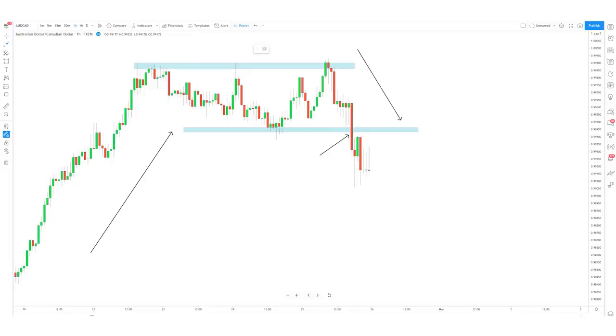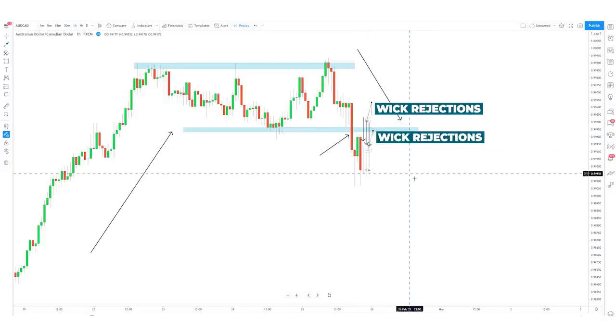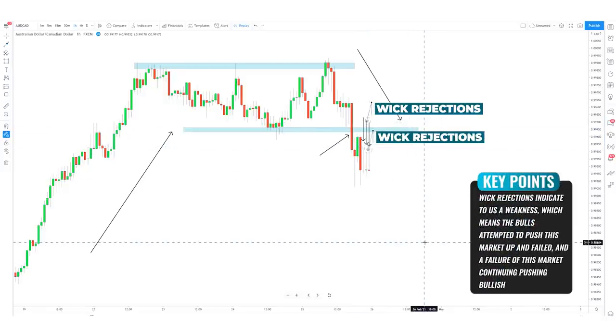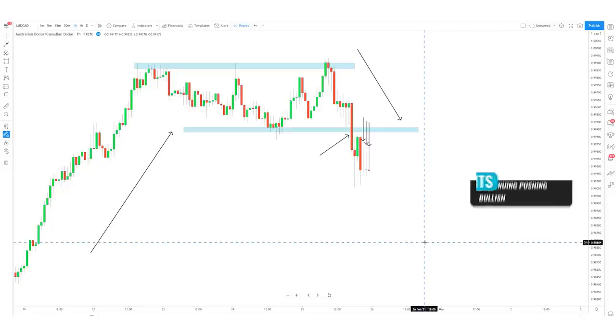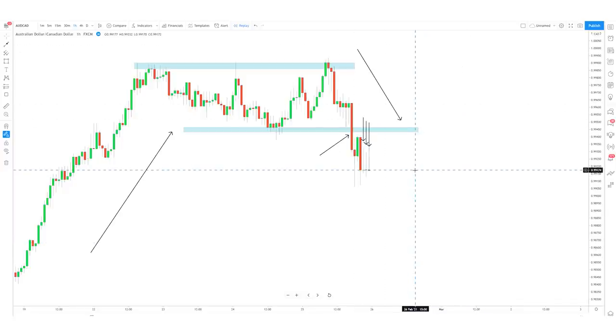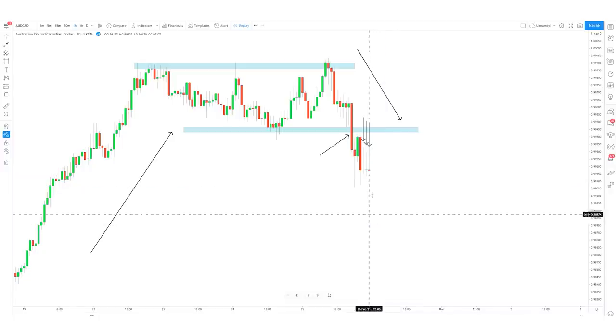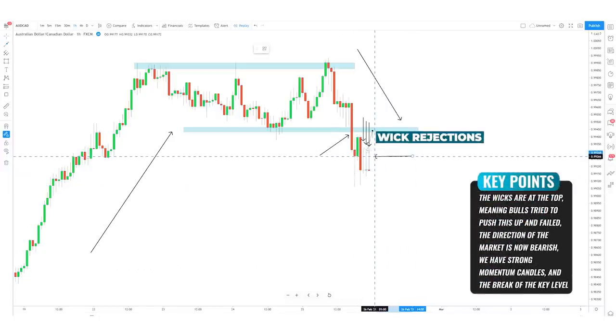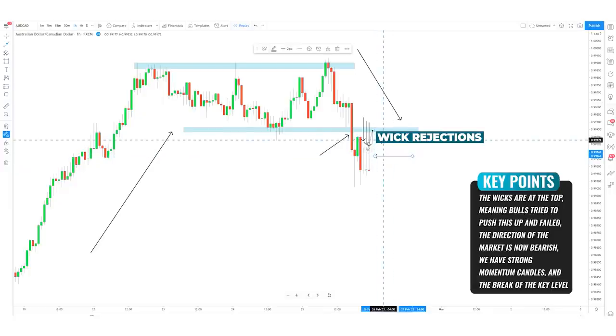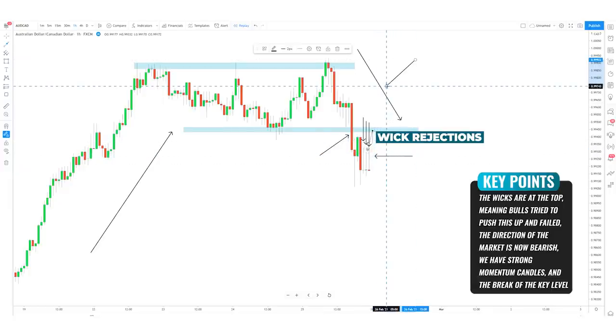If we bring our wick rejection candles into play here, what we can see is lots of wicks indicating the most important thing that we're looking for here: a weakness, which means the bulls attempted to push this market up and failed, and a failure of this market continuing pushing bullish. The wick rejections indicate a weakness and a sentiment that is directing more bearish, or indicating to us that it's more bearish than it is bullish. Why? Because the wicks are at the top, meaning bulls tried to push this up and failed. The direction of the market is now bearish.